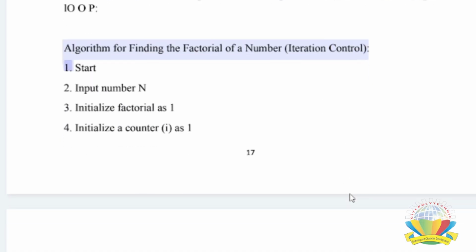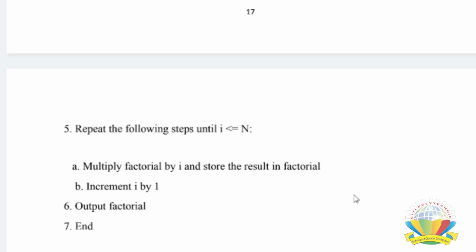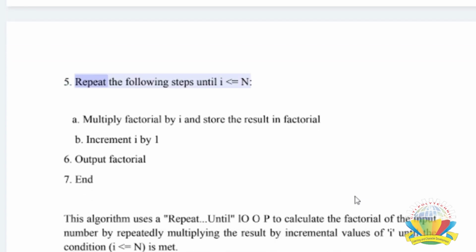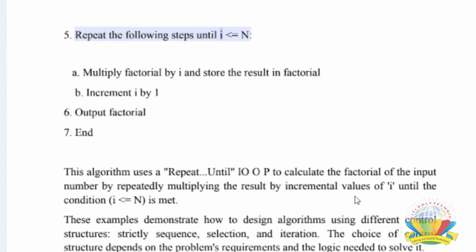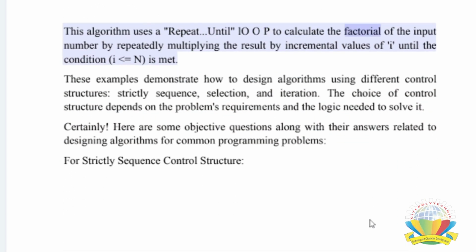Iteration control. 1. Start. 2. Input number N. 3. Initialize factorial as 1. 4. Initialize a counter, I, as 1. 5. Repeat the following steps until I > N: A. multiply factorial by I and store the result in factorial, B. increment I by 1. 6. Output factorial. 7. End. This algorithm uses a repeat-until loop to calculate the factorial of the input number by repeatedly multiplying the result by incremental values of I until the condition on N is met.